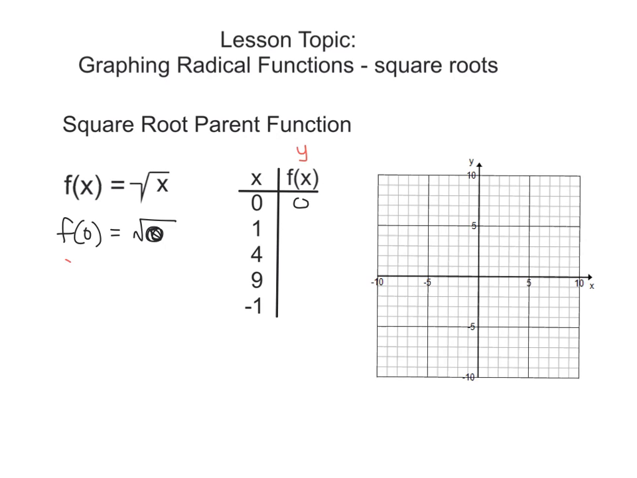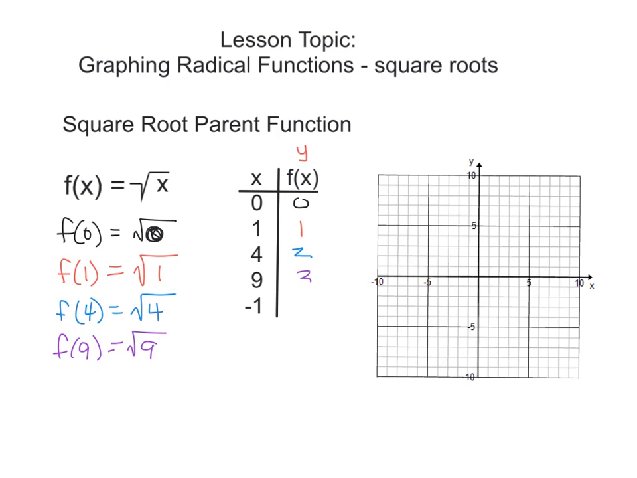All right, we'll start with our second one here, f of 1, and that means we're going to take the square root of 1. Well, the square root of 1 is 1. f of 4 means we're going to take the square root of 4, and the square root of 4 is 2. And then we have f of 9. f of 9 is the square root of 9, which is 3.